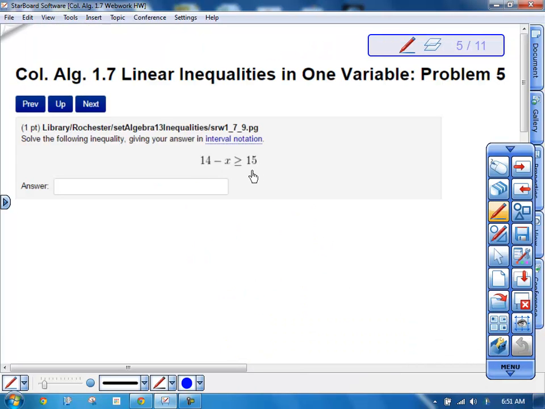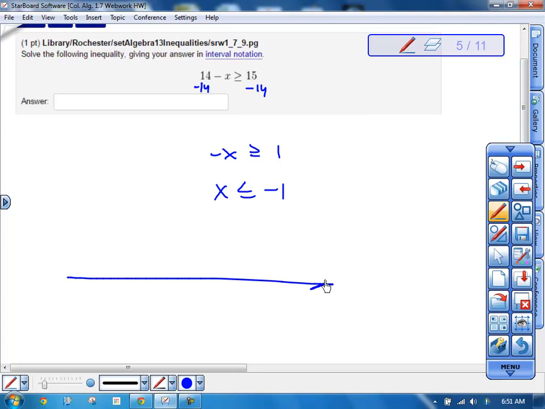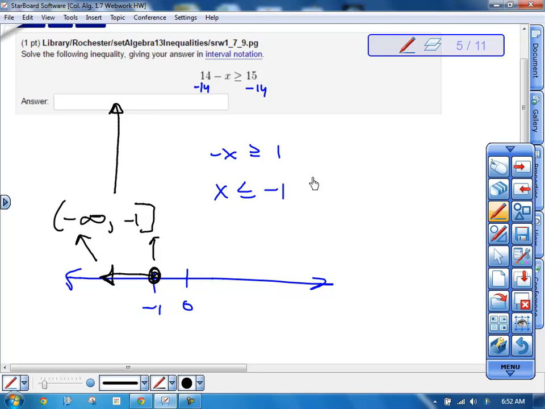Okay, another one. This one's an easy one, but it wants the answer in interval notation. So we're going to subtract 14 from both sides. We get negative x is greater than or equal to 1. Now divide both sides or multiply both sides by negative 1, and you have to switch the inequality. X is less than or equal to negative 1. Now I need to write that as an interval. So sometimes it might help to draw a number line here and put negative 1 right here. We want a closed circle there, and we want all the numbers to the left of it. So that means we take our left endpoint, which is negative infinity. We take our right endpoint, which is negative 1. We're including negative 1. We never include negative infinity. So this answer is what would go here.